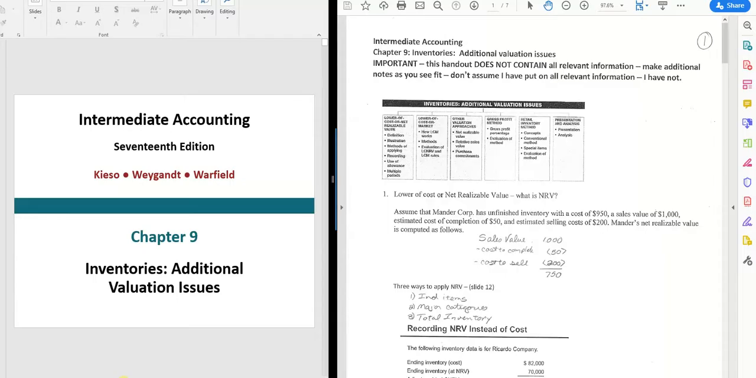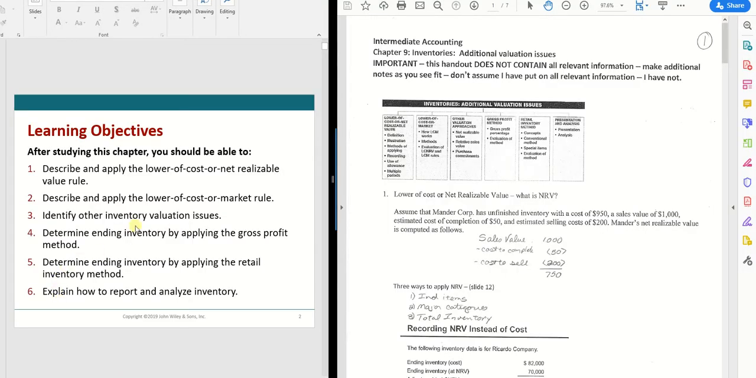2 chapters on inventory. Notice some of the terminology you need to pay attention to, because we're going to be talking about the lower of cost or net realizable value, and then lower of cost or market rules. So they're two different things, and a lot of times people get them mixed up. Some other issues: gross profit method, retail method, and then presentation issues.